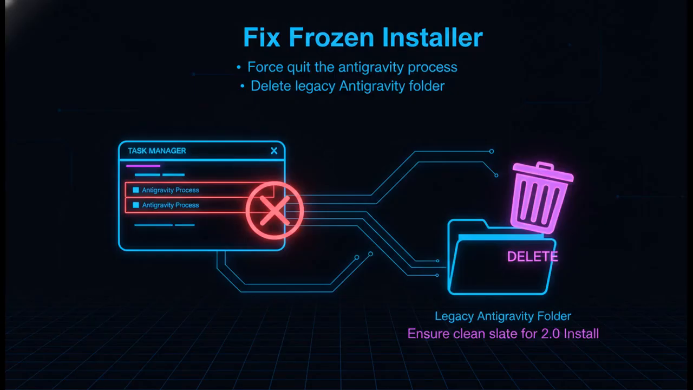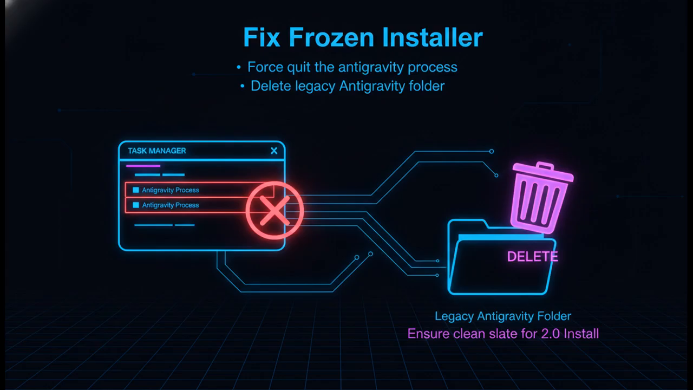Well, what if you've already clicked it and you're currently stuck? Here is exactly how you fix it. Open your Task Manager on Windows or Activity Monitor if you're on a Mac. Look for a process named Antigravity or Code OSS and force quit it immediately. That kills the stuck installer.